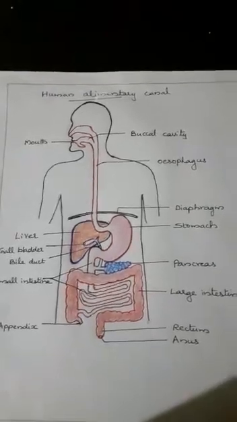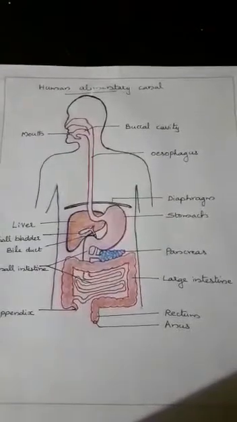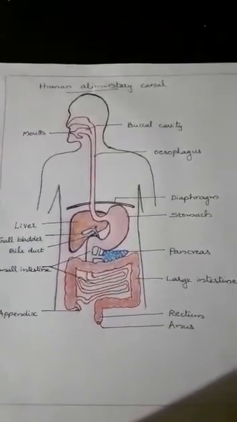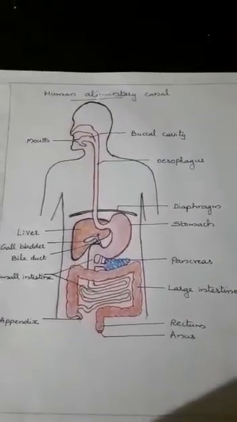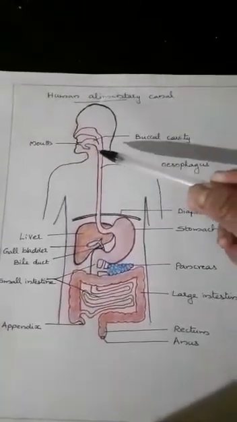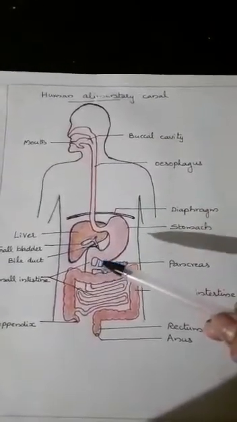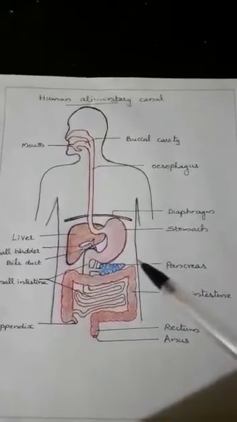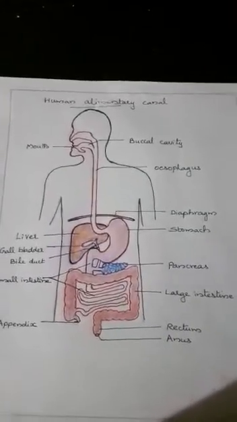The human alimentary canal runs from mouth to anus. It is about a 9 meter long tube. There are some ducts which open into the alimentary canal, mainly the ducts from the salivary glands, liver, pancreas, etc. They produce secretions which are helpful for the digestion of the food.